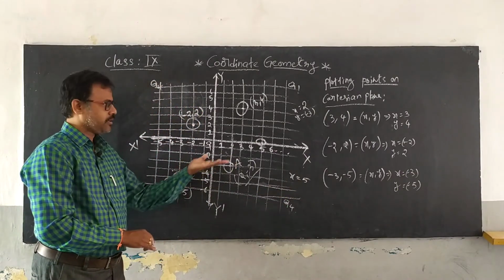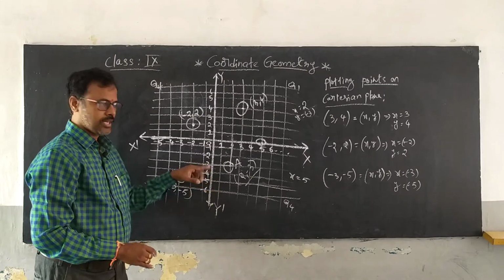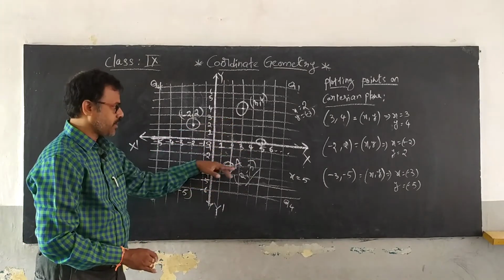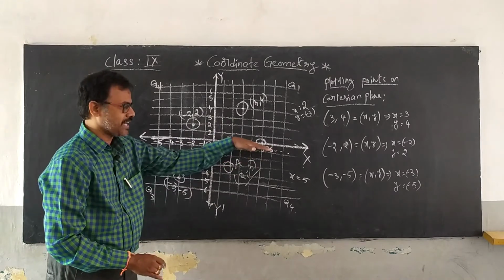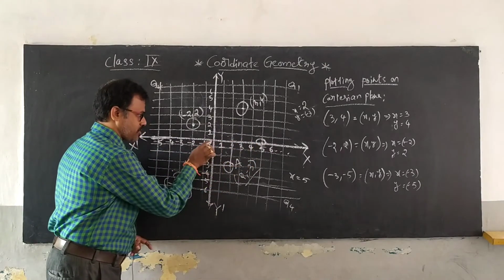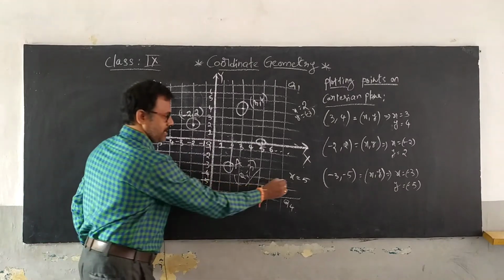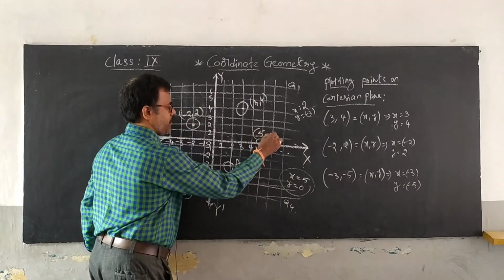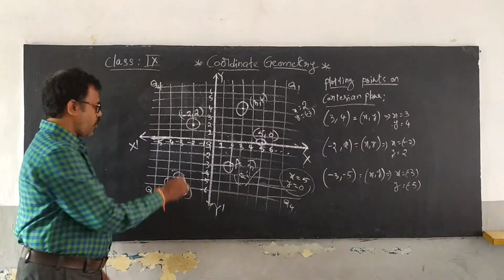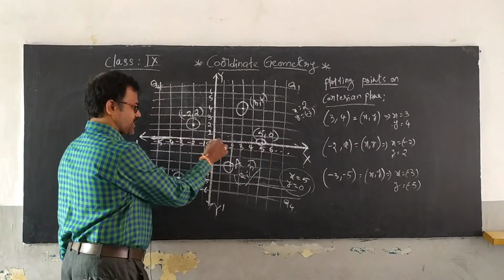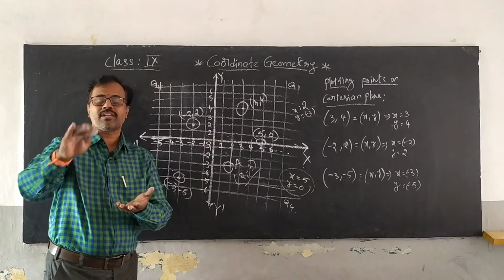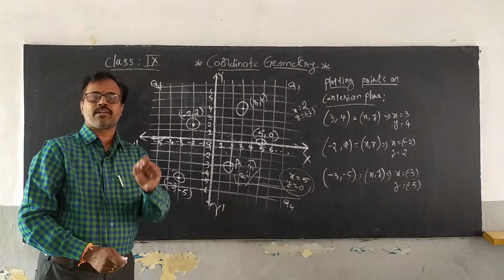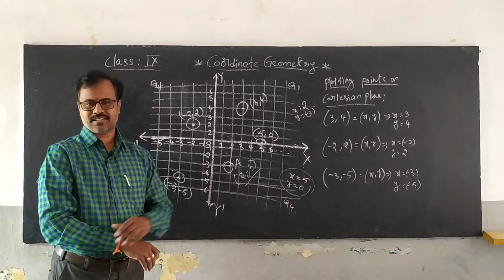What about y? Observe carefully. When you go to the top, y becomes 1. When you come to the bottom, y becomes minus 1. But you are standing on the line, then y is equal to 0. So y is equal to 0. Hence your point becomes 5 comma 0. That means on any point on the x-axis, your y value will always be 0. If the y value is 0, you can identify that the point is on the x-axis.